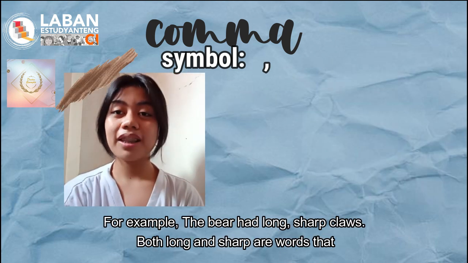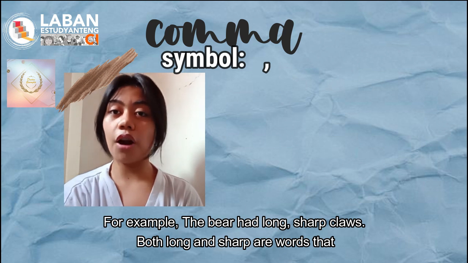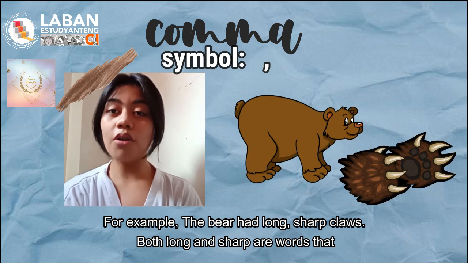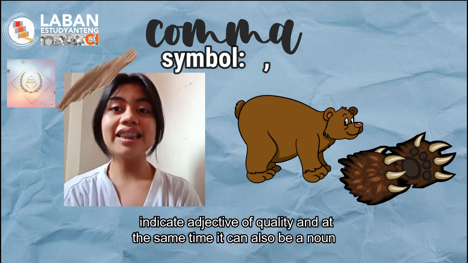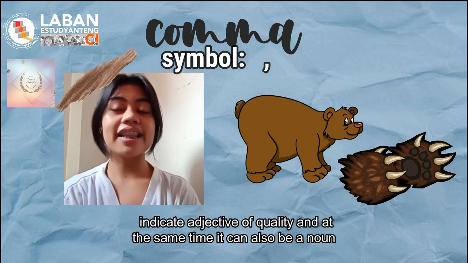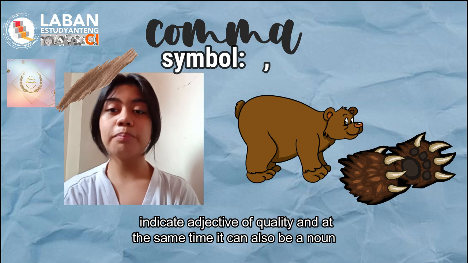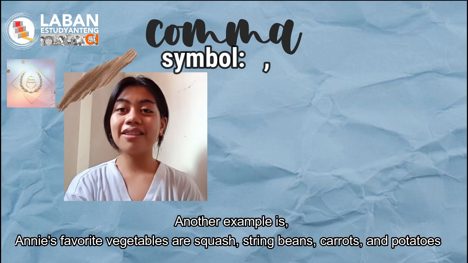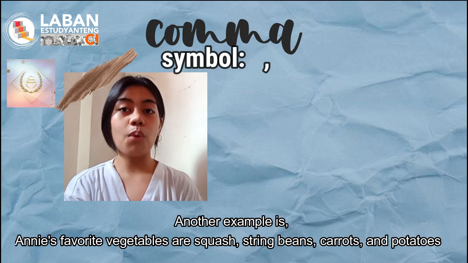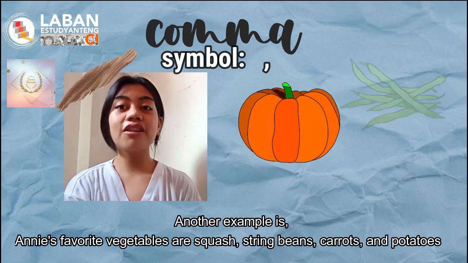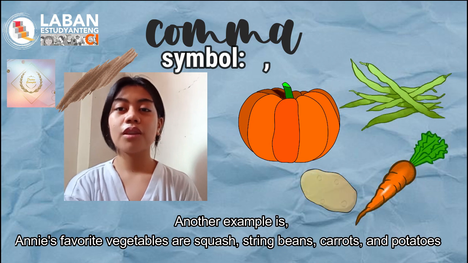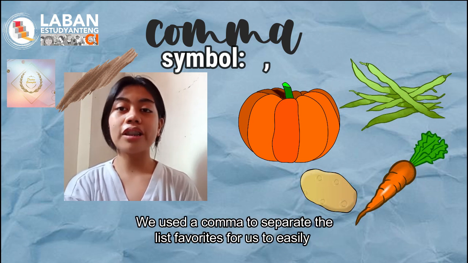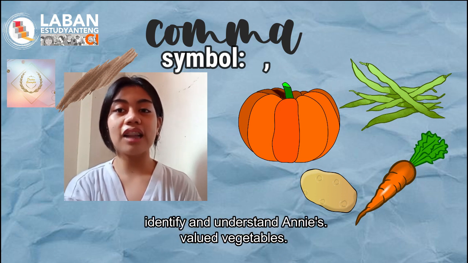For example, the bear had a long, sharp claws. Both long and sharp are words that indicate adjective of quality, and at the same time, it can also be a noun. Another example is Annie's favorite vegetables are squash, string beans, carrots, and potatoes. We use a comma to separate the list of favorites for us to easily identify and understand Annie's valued vegetables.